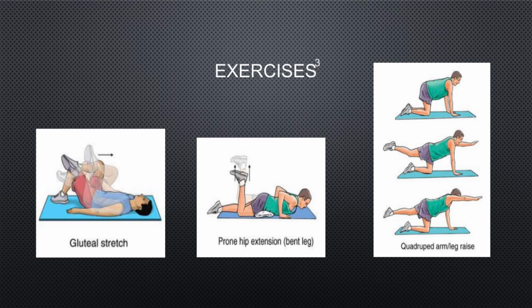So the gluteal stretch, you would typically begin that early in the max phase. The prone hip extension, that's isolating the gluteal region, so that would be more of a moderate phase exercise. And the quadruped arm leg raise, which we all probably know as bird dogs, that would be more of a core stabilization. You can make that more of an endurance exercise, so that would be more of a minimum phase.